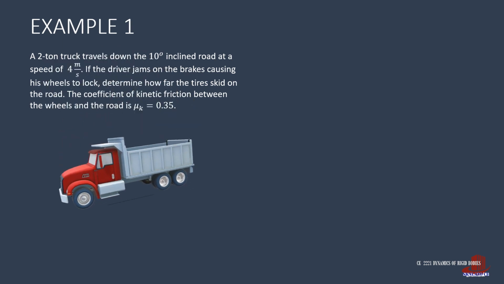First is to draw the free body diagram. The truck is inclined at 10 degrees and it is going down the highway at 4 meters per second velocity. Draw the weight of the truck at its center of gravity, pointing downwards. The weight is 2,000 kilograms times the gravitational pull of 9.81, giving 19,620 newtons.